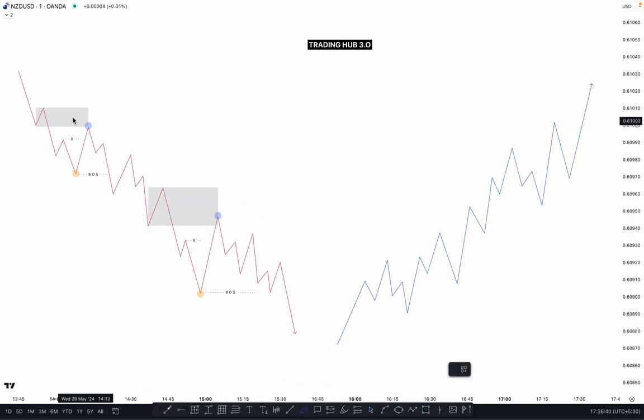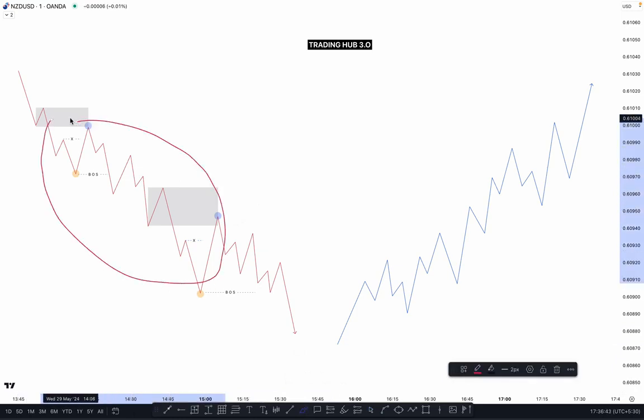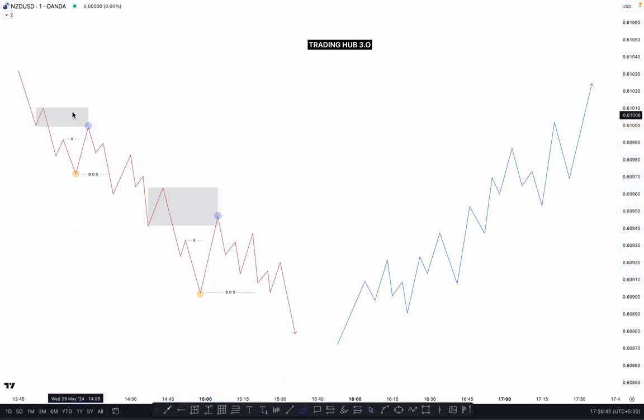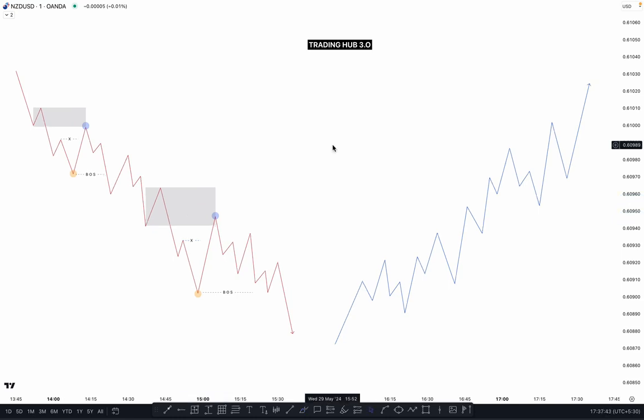So in general, how many entries will you get here? Because we have two POIs: the first one is here and the second one is here. If price steps into a POI, then you switch to a lower time frame and we can plan for the sell. If I teach you this, you can catch multiple trades here for the sell.